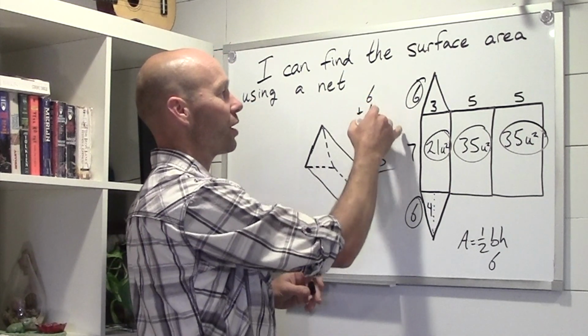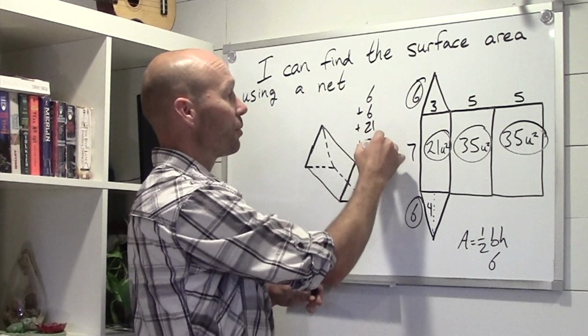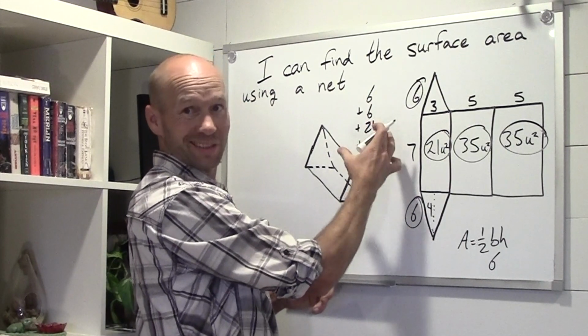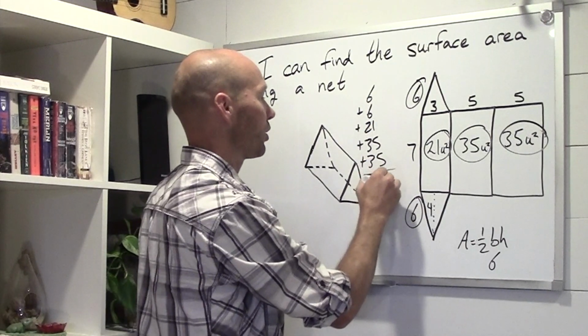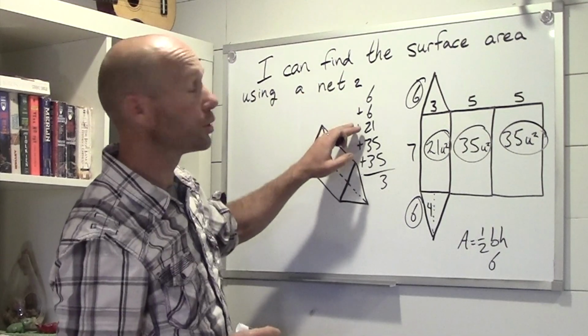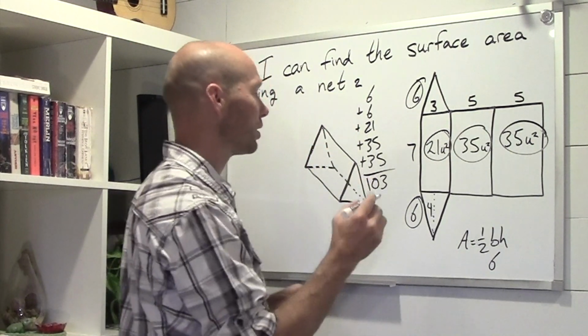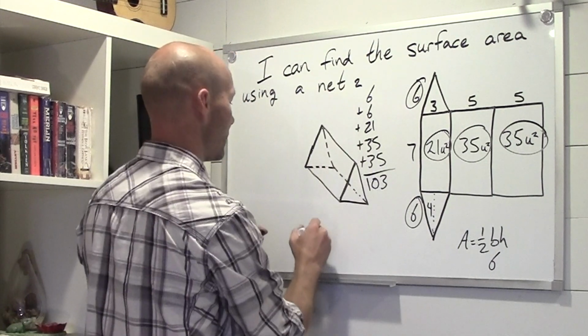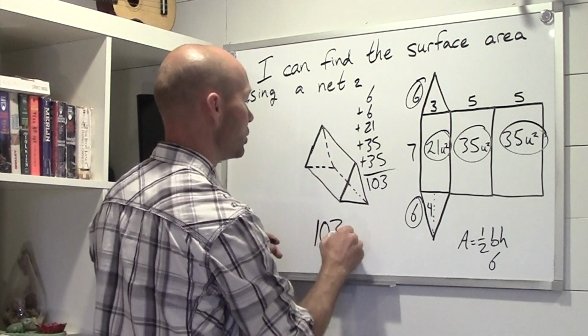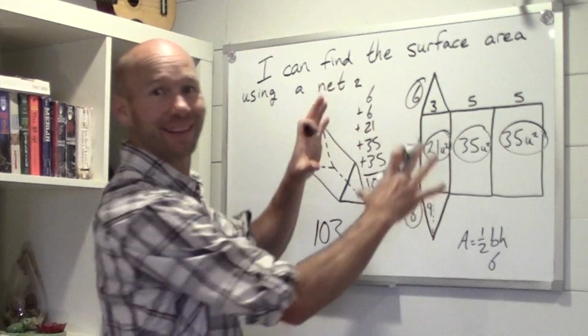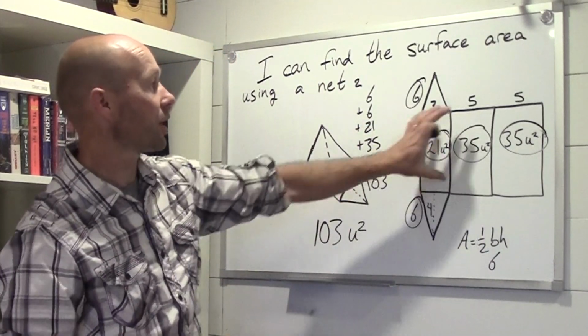6 plus 6 is 12, plus 21 is 33, plus 35 plus 35, which is 70. So we get 103. So the surface area is 103 units squared. Because again, it is area, not volume. It is just covering this area.